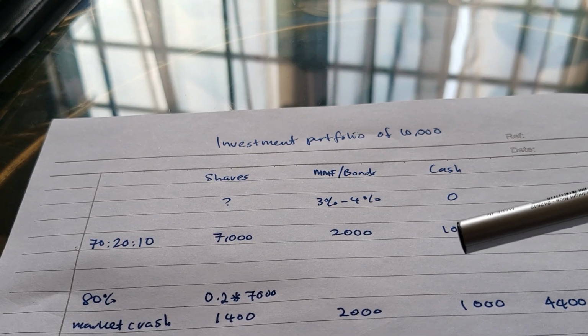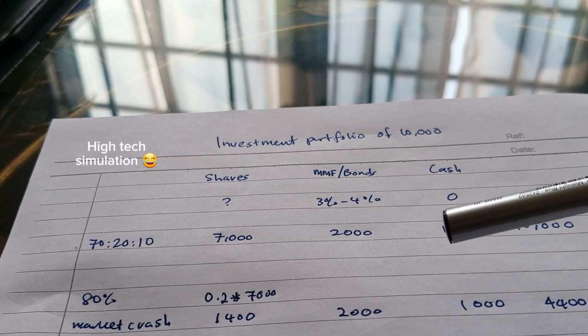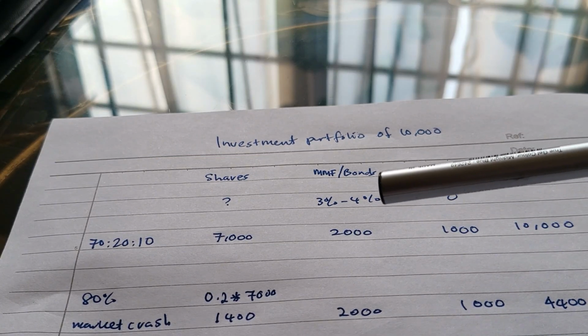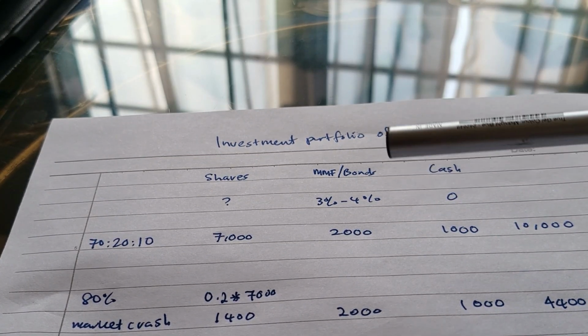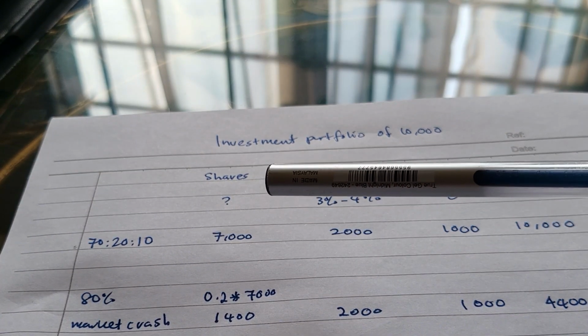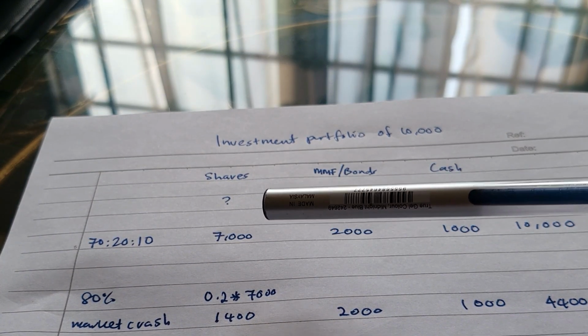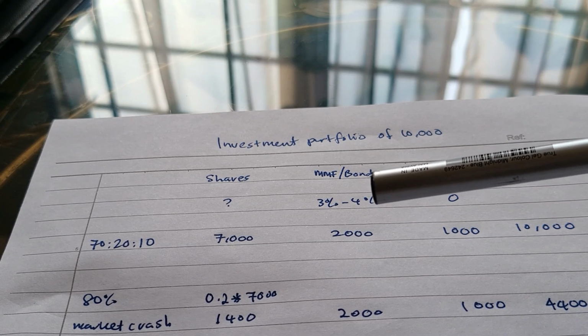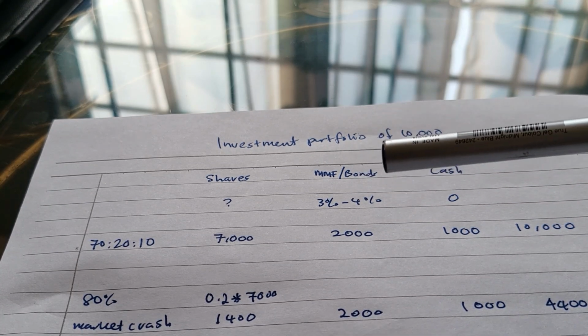Alright guys, so here's my high-tech simulation, a pen and paper one, of my investment portfolio of 70-20-10. So the 70% refers to the amount of shares in my portfolio, and then the 20% could be in a money market fund or in bonds.